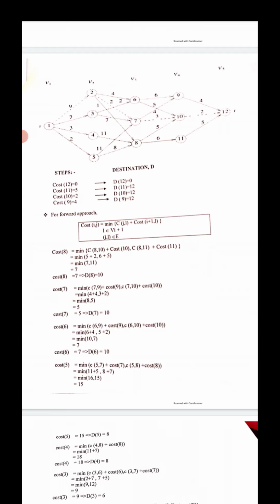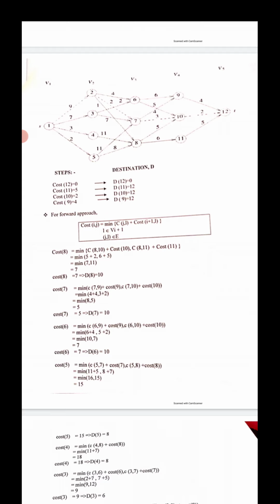Now what if we have to calculate the cost of the destination? The costs of 12, 11, 10, and 9 will be completed. Now we come to the cost of 8. You don't know the cost of 8 yet. There are two directions. Look at the formula: to calculate the cost of 8, the direction goes to 10 and the direction goes to 11.